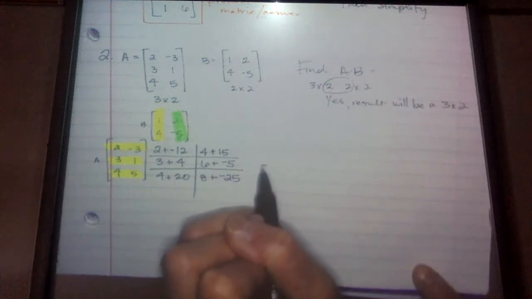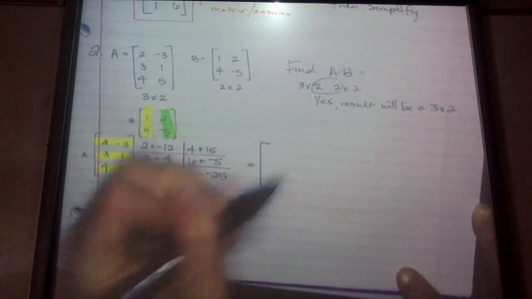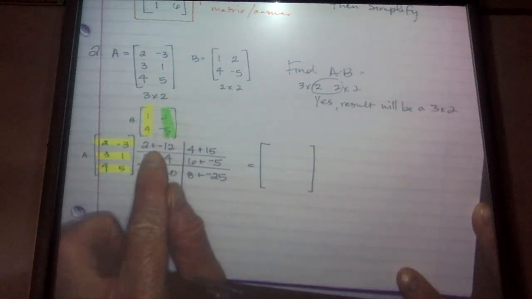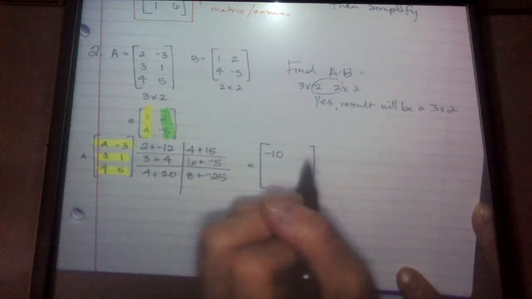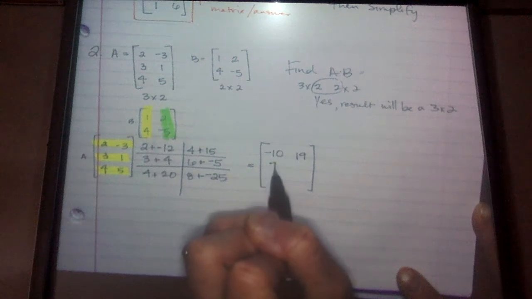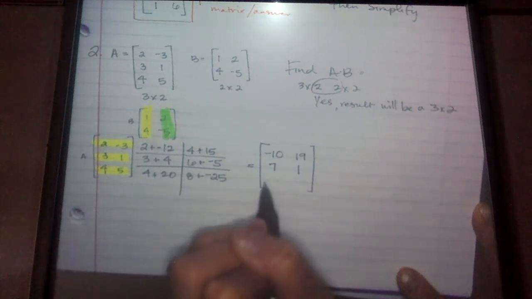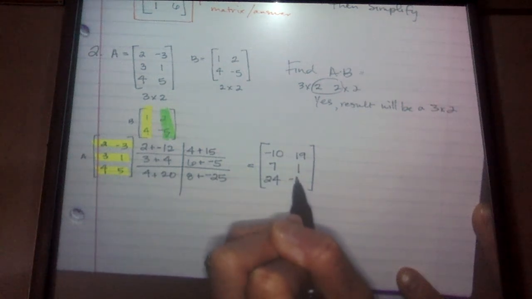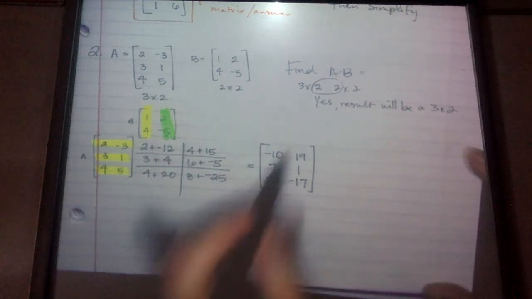So I'm going to simplify each element. So the 2 plus negative 12 is negative 10. 4 plus 5 is 19. 3 plus 4 is 7. 6 plus negative 5 is 1. 4 plus 20 is 24. 8 minus 25 is negative 17. And that is the answer.